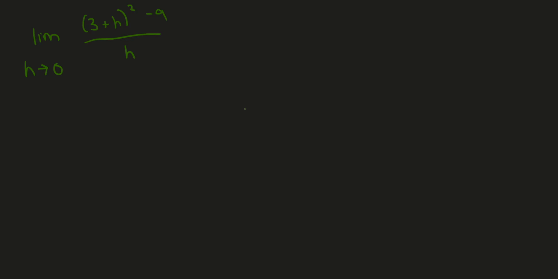Okay, so here's our limit. We're taking the limit of this guy here. Let's go ahead and just plug in and see what happens, right? Go for direct substitution: 3 plus 0 squared minus 9 over 0. Okay, it's going to be 9 minus 9 over 0. And look, we have issues, right? Undefined. And so when this happens, you just need to simplify.